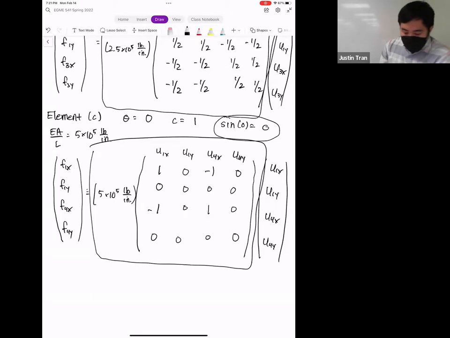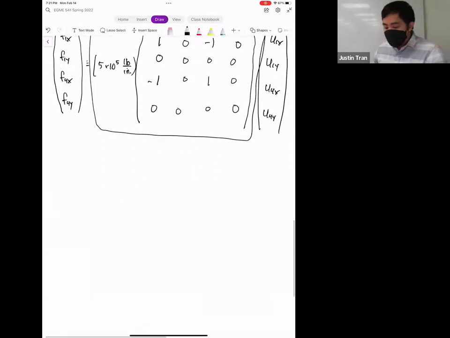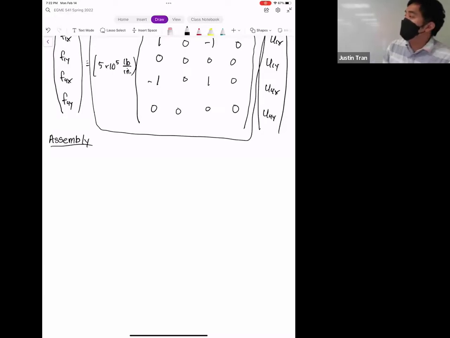Okay. So now that we've written all the element stiffness matrices, the next step is assembly. Remember, assembly is we take each of the element stiffness matrices and we put them into a gigantic linear system, the global linear system. This is going to be really hard. This is the part that I hate the most of writing on iPad because it's such a small thing, but I'll try my best.